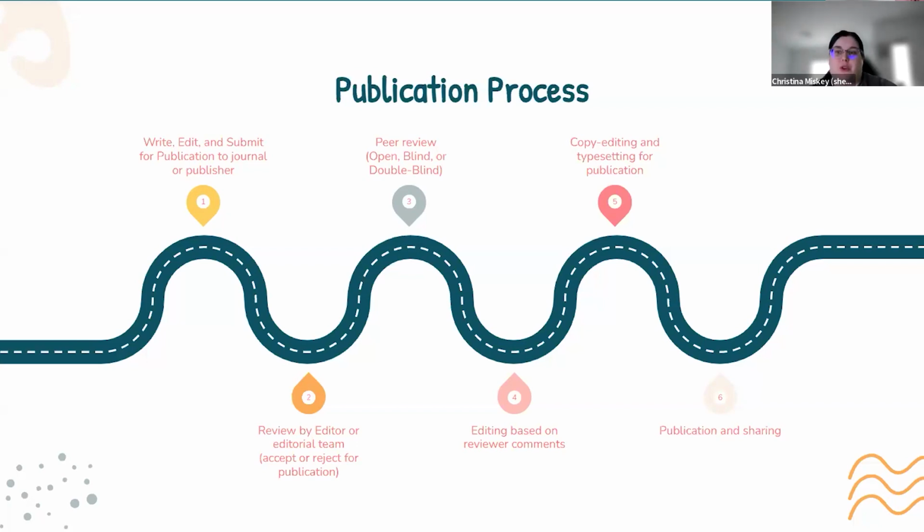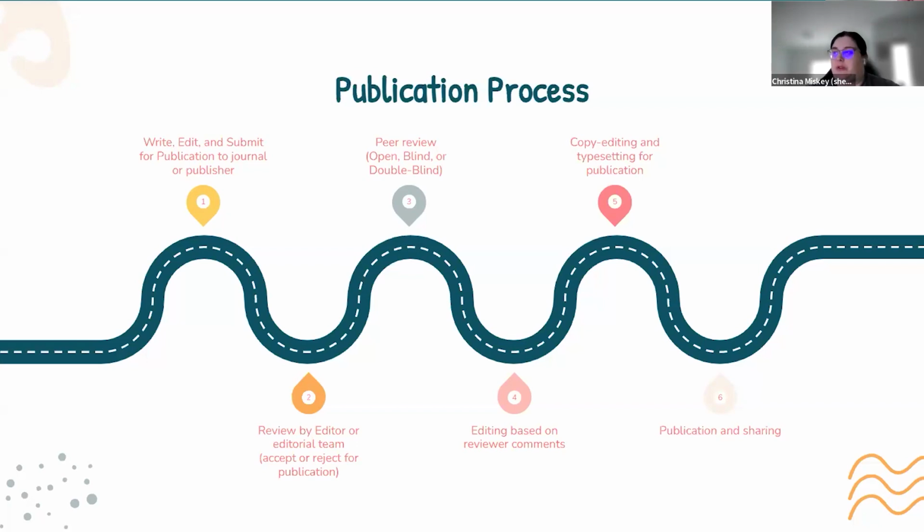There's open peer review, which means that the author and the reviewer know who each other are. There's blind peer review, where the author does not know who the reviewer is. And there's double blind peer review, which means that the reviewer and the author don't know who each other are. This usually requires you to anonymize your manuscript and remove any references to your institution and things like that to it.